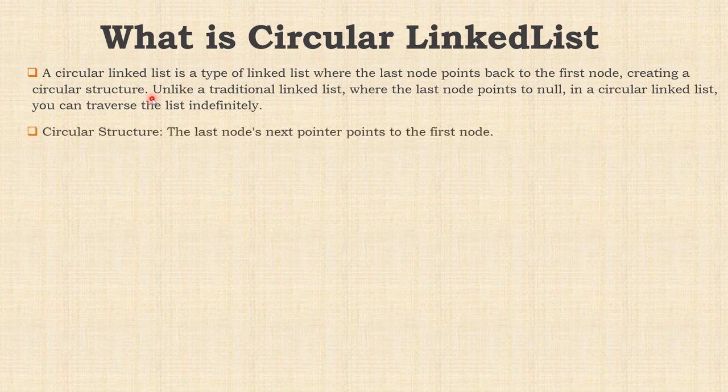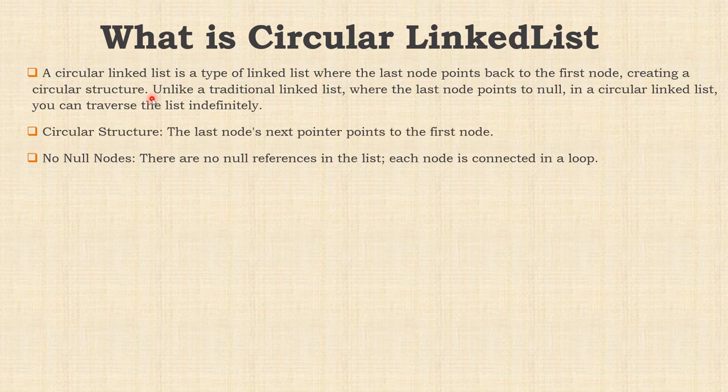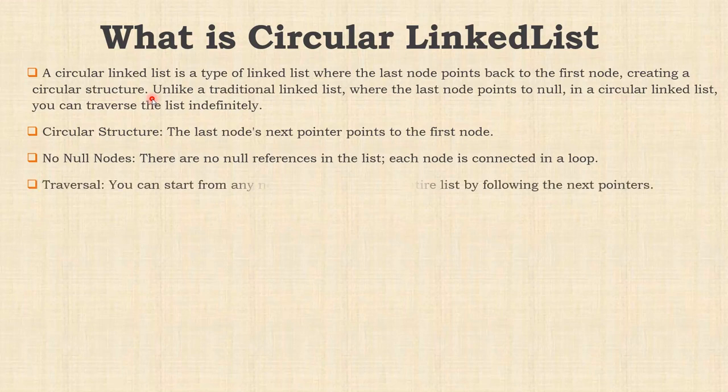And this is circular structure. So the last node's next pointer points to the first node. No null node. So all nodes contain the address of the next node, so there is no null reference inside your node. Traversal: you can start from any node and traverse the entire list by following the next pointer. That means you can start from the middle also, and you can go from the middle to all the nodes. You can search all the nodes.